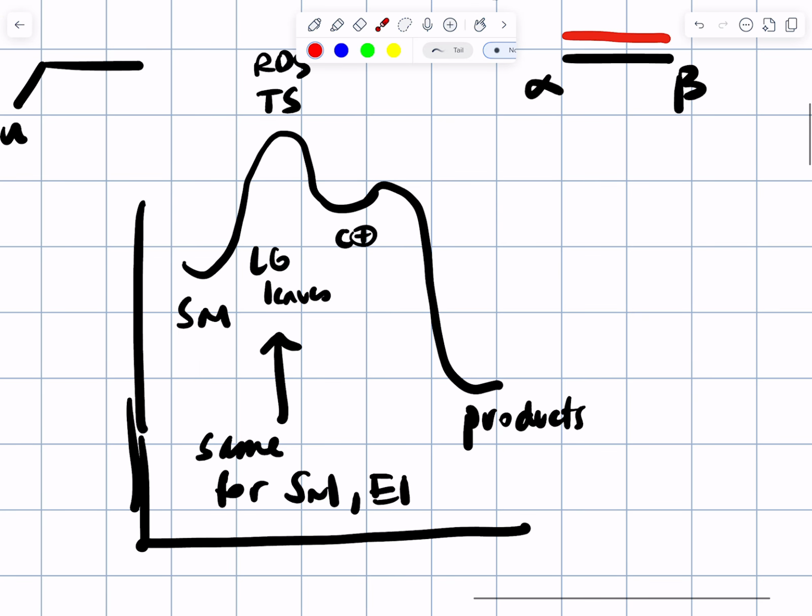Now, if you want to talk about the first step of the SN1 reaction, that is always endothermic, that is always uphill because you're breaking bonds. And if you want to talk about the second step where you're forming bonds, either in SN1 or E1, that's always exothermic. So it depends on what you're talking about.